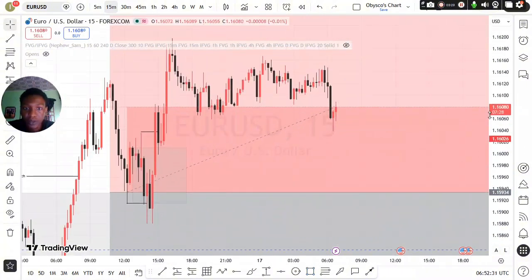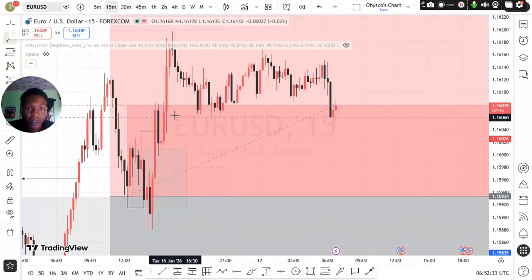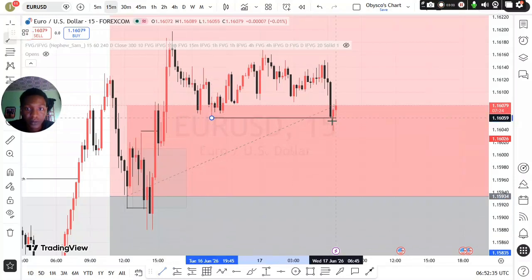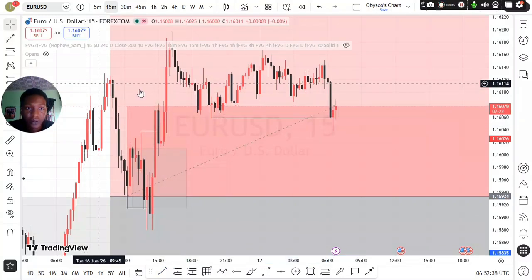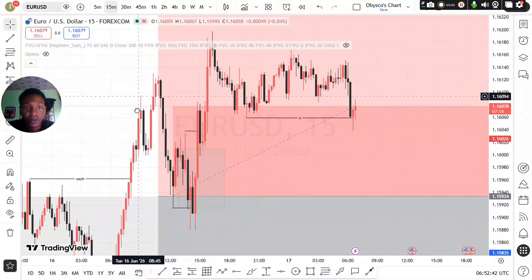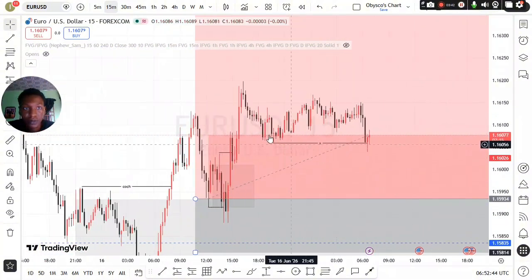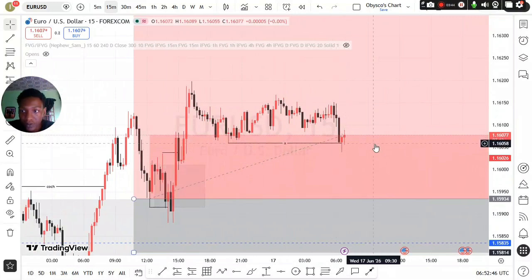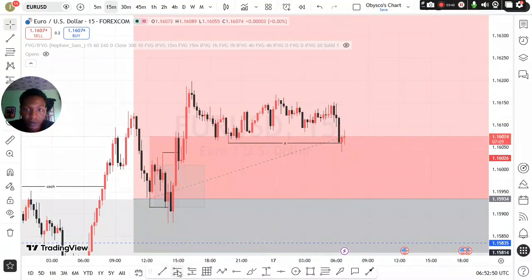So what we expect price to do now is that price will just take out this low as liquidity and keep going up. If this candle closes now, we can even buy from here, to continue the up move to the upside.